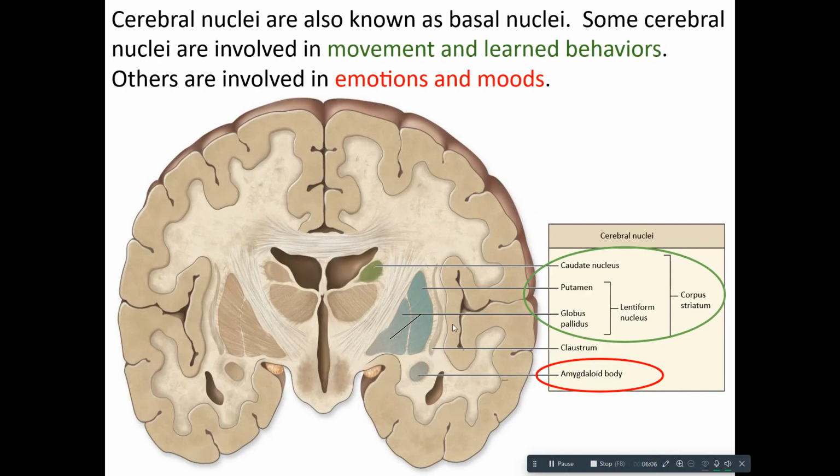So, for example, we've got a bunch of cerebral nuclei labeled here. I'm not going to make you know all these names, but you should know that cerebral nuclei are involved in movement, learned behaviors, emotions, and moods. And by the way, cerebral nuclei, I think we mentioned this in the last lecture, they're also called basal nuclei because they're deep, they're not superficial.